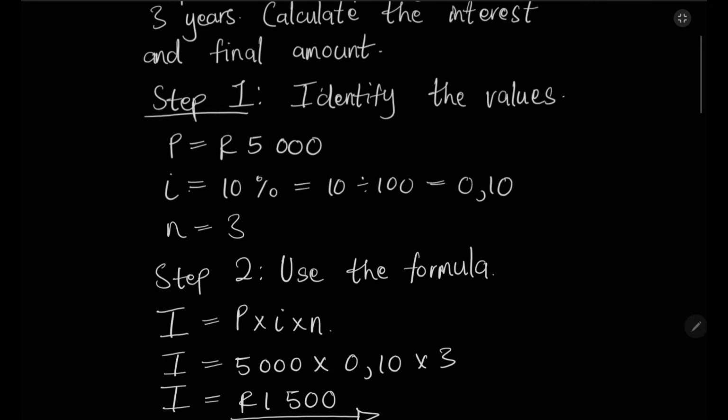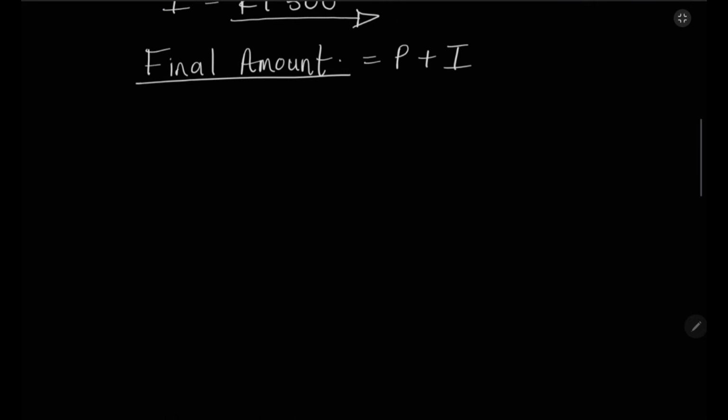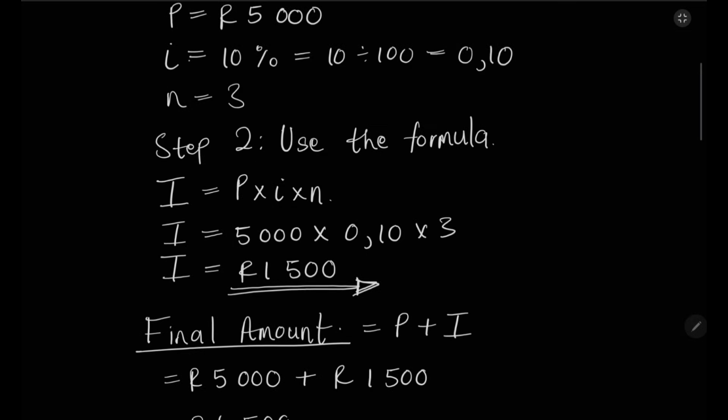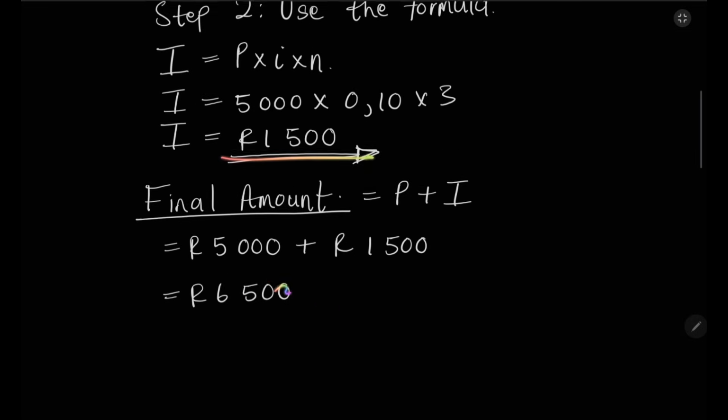What is your P? Your starting amount. We started with 5,000 Rand. So you have to write our 5,000 Rand here. Plus, what is your interest? The one you just calculated, it's 1,500 Rand. So it'll be 5,000 plus 1,500 Rand, which is 6,500 Rand. To find our final amount, we take the principal amount, add our interest, so we get 6,500 Rand.